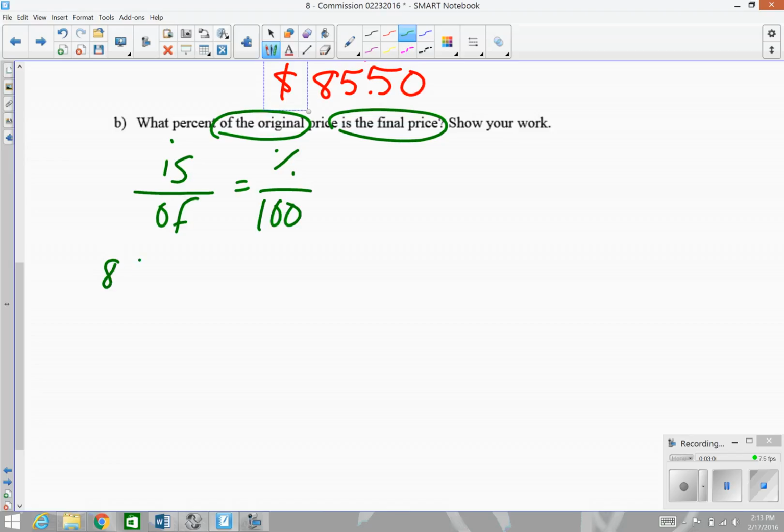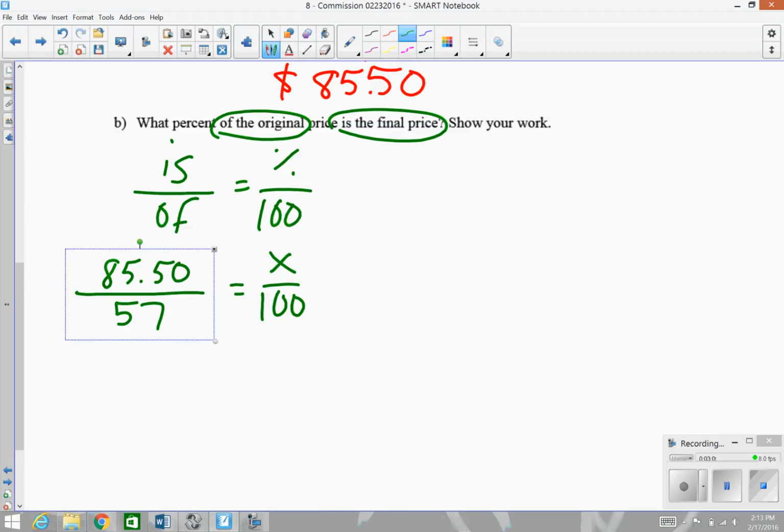So we have final of 85.50 over the original 57 equals x over 100. When you solve, you should get that x equals 1.5. But remembering that we're looking for a percent, we know we need to move this over twice, and we get 150%.